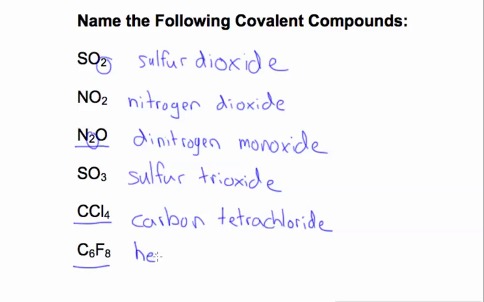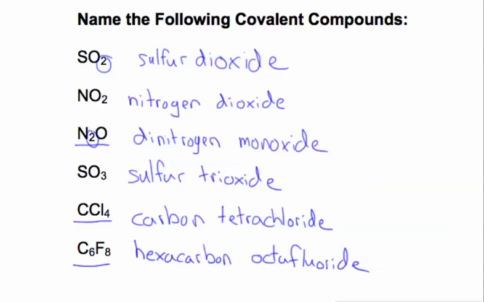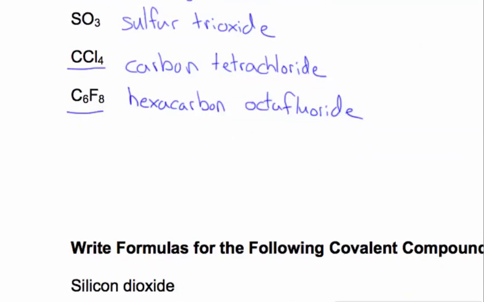So, hexacarbon, and there are 8 fluorines, so octafluoride. And that's how you name covalent compounds. As long as you know your prefixes, it's generally fairly easy.